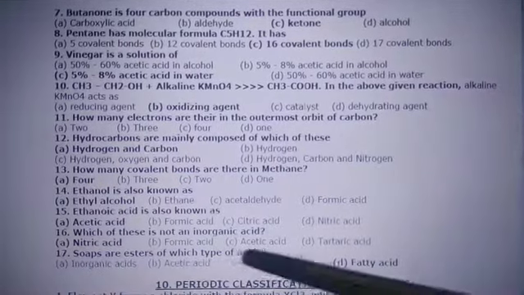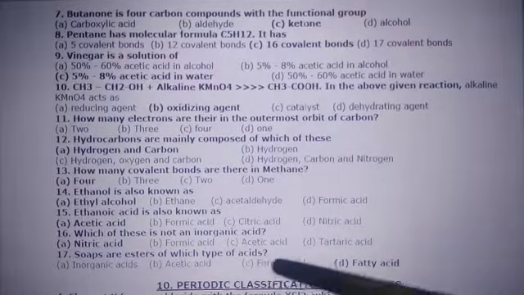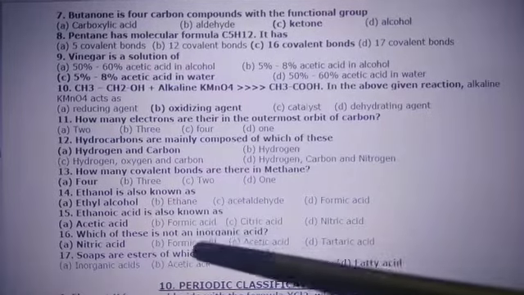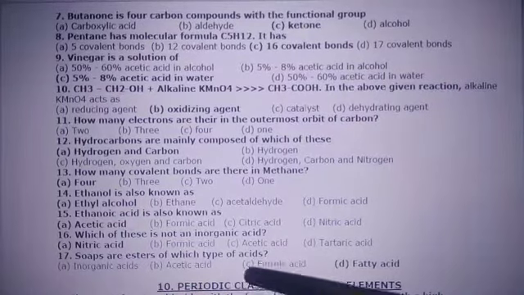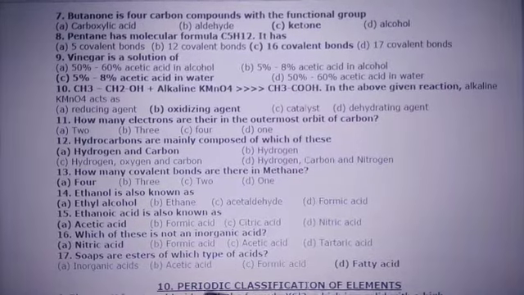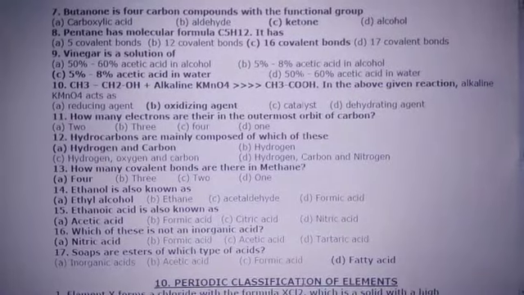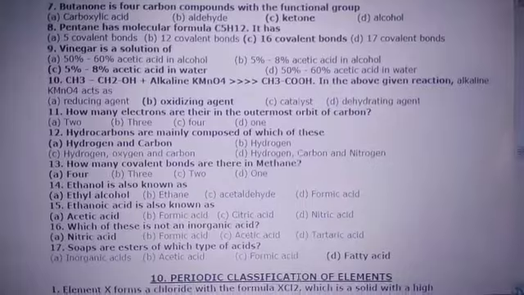16th. Which of these is not an organic acid? A. Nitric acid, B. Formic acid, C. Acetic acid, D. Tartaric acid. The answer is A. Nitric acid. 17th. Soaps are esters of which type of acids? A. Inorganic acids, B. Acetic acid, C. Formic acid, D. Fatty acids. The answer is D. Fatty acid.